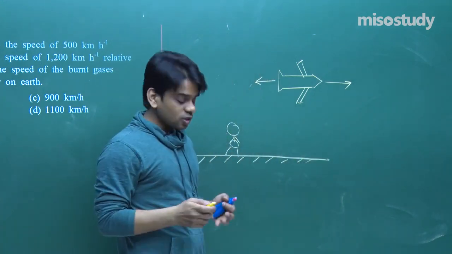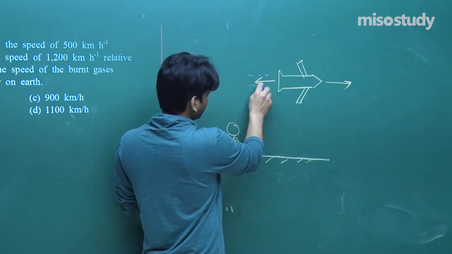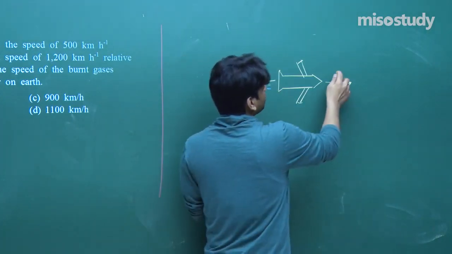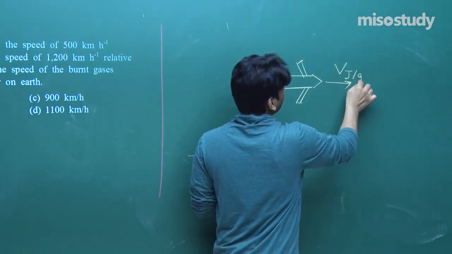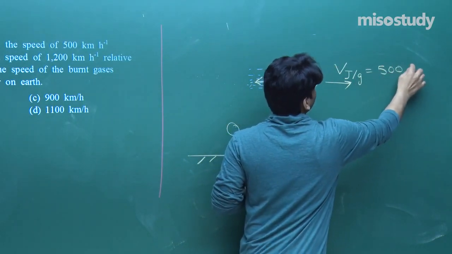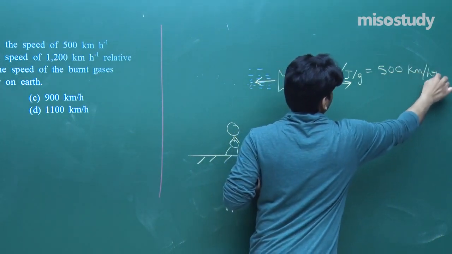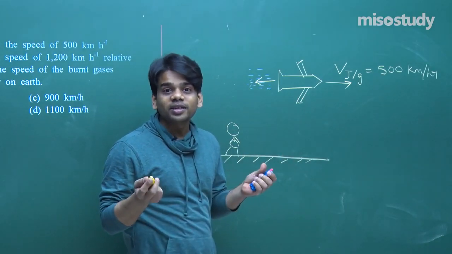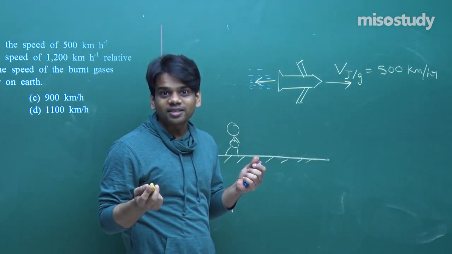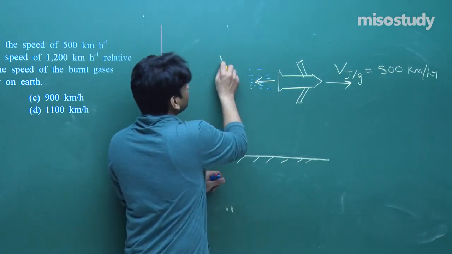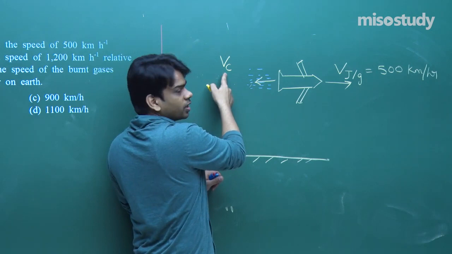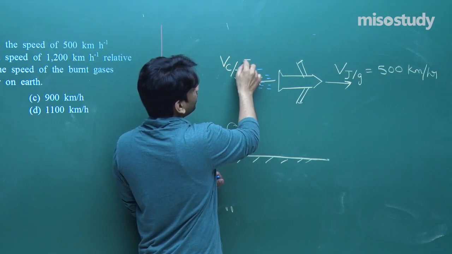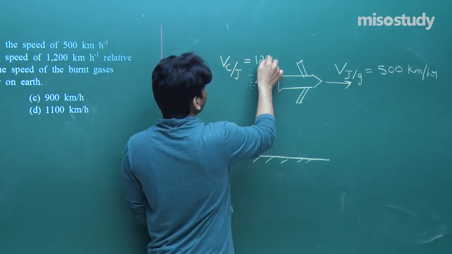Let's say the velocity of the jet airplane. Now it's releasing gases. Let me show you that these are the gases that have been released. The velocity of the jet airplane, let me say this is Vj with respect to ground, that is 500 km per hour. It's releasing the combustible gases, the combustion material is released. So the velocity of combustible gases with respect to the plane, that is the jet airplane, is equal to 1200 km per hour.